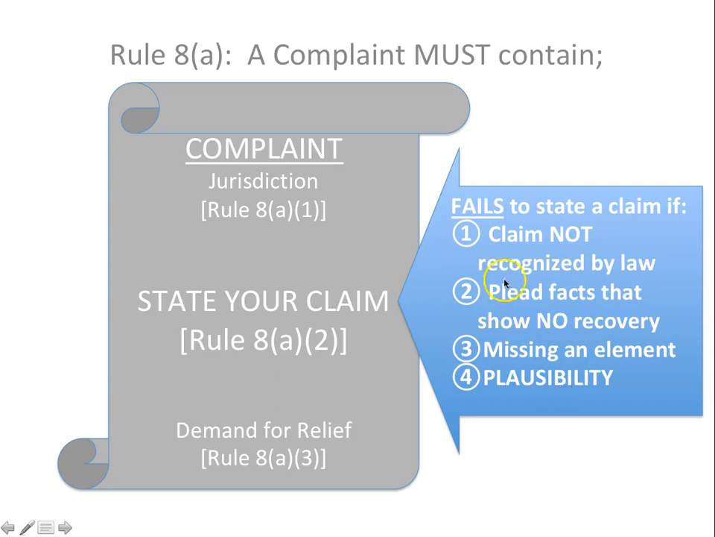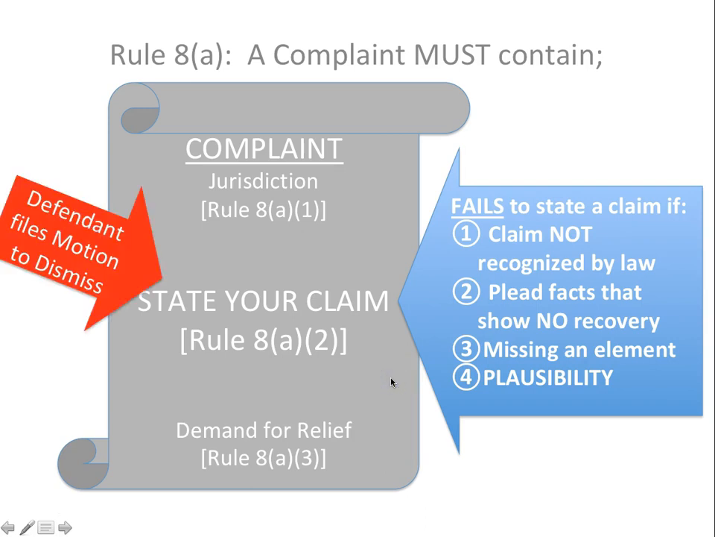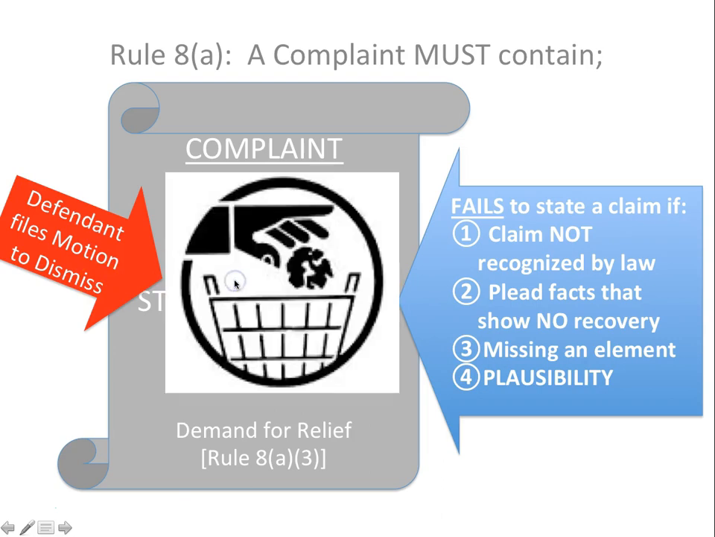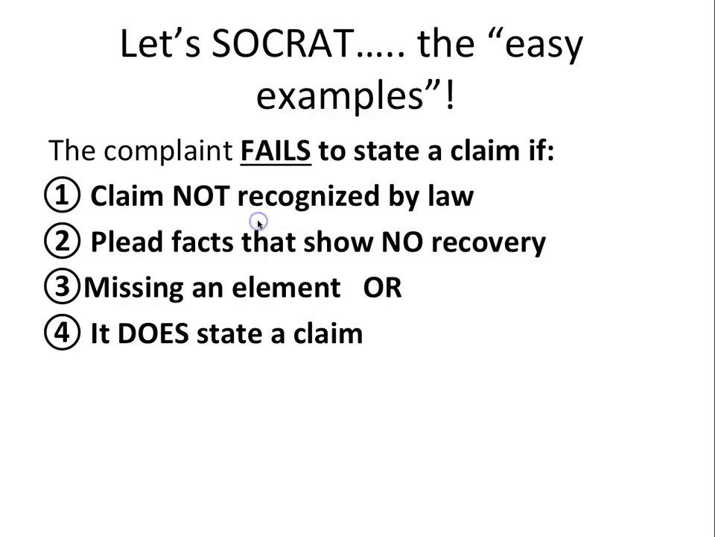If any failure to state a claim is present, what you're likely to see is that the defendant will file a motion to dismiss, and the defendant will ask the court to throw out the complaint because it doesn't comply with Rule 8A. It doesn't state a claim. The court may grant the motion, throw out the complaint, but sometimes the court will give the pleader leave to amend, meaning that they can go back and try and fix the problem if possible. So let's look at the first three easy ways to spot a failure to state a claim.